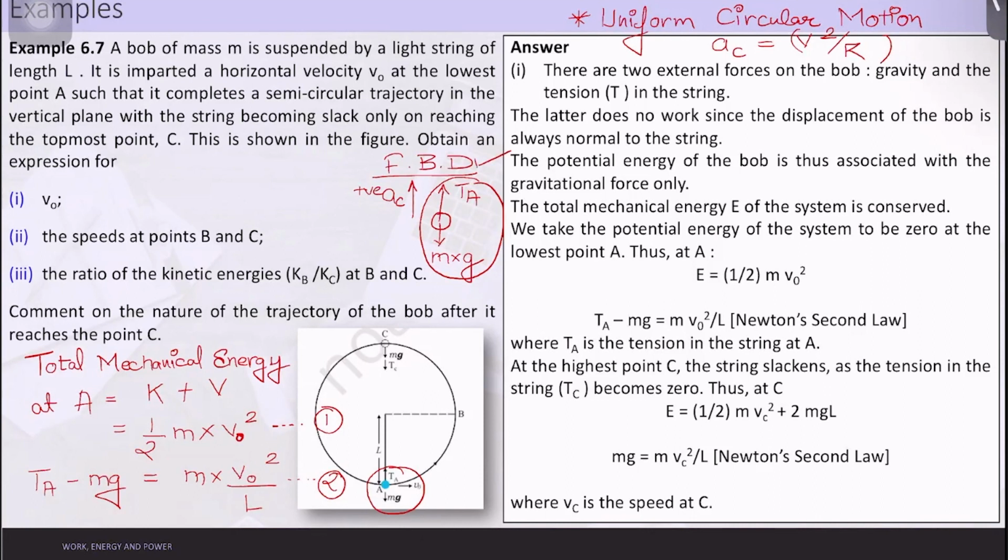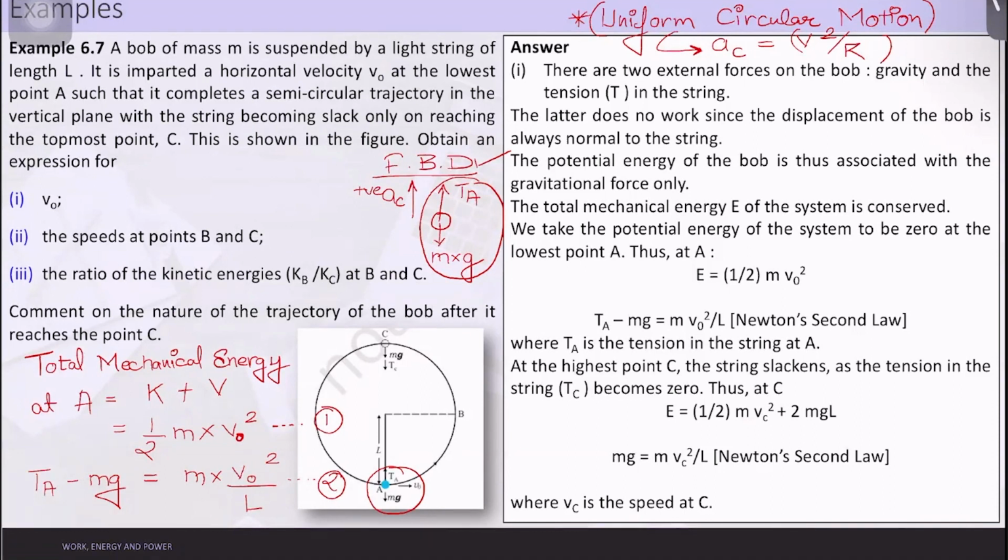FBD is basically free body diagram. The concept you understood in the chapter laws of motion. The second thing I understood and made you understand was in the chapter motion in a plane. In the last discussion, the last concept was about uniform circular motion. In uniform circular motion, we understood that the acceleration of a circular motion is always toward the center.